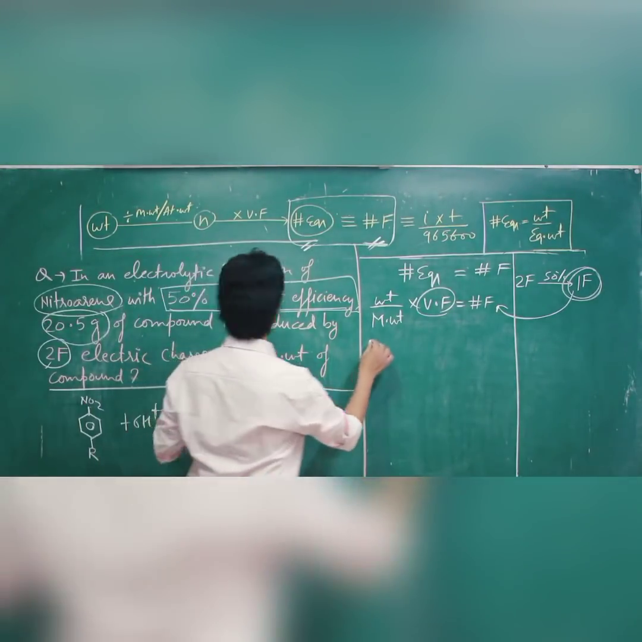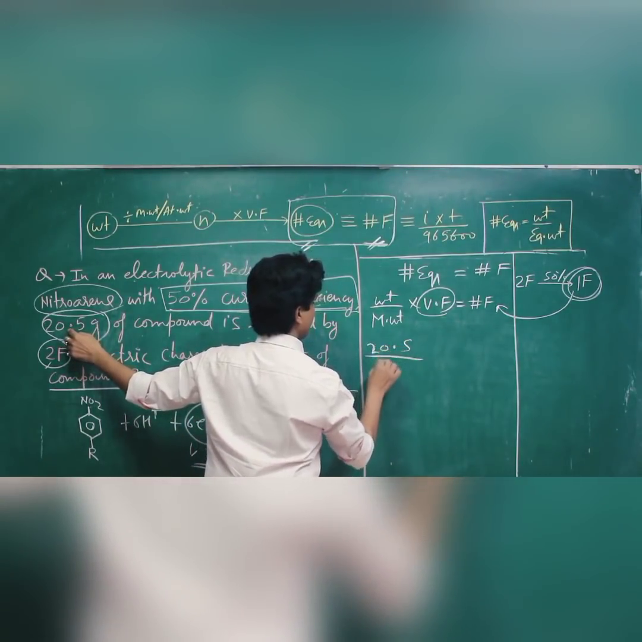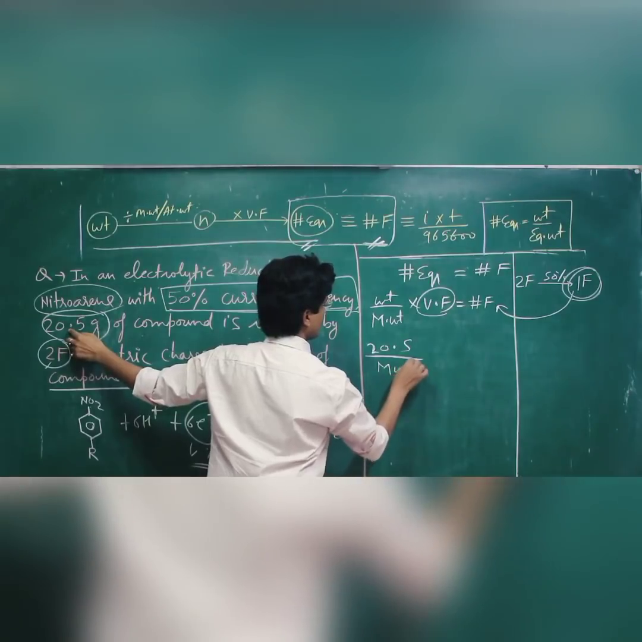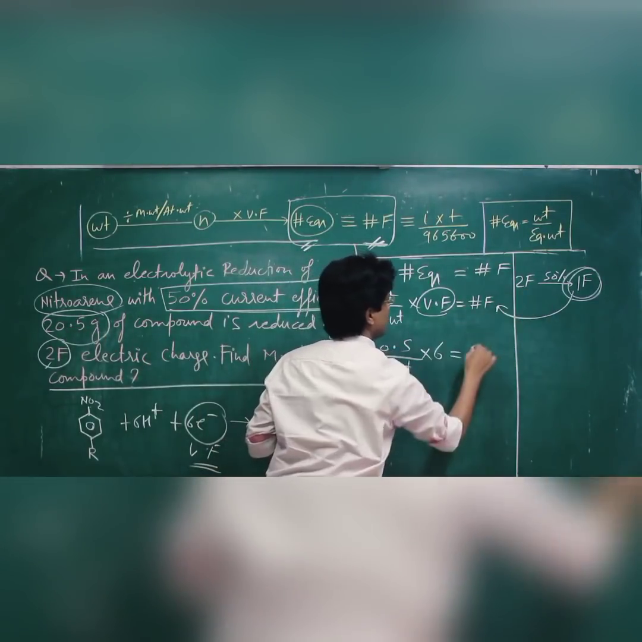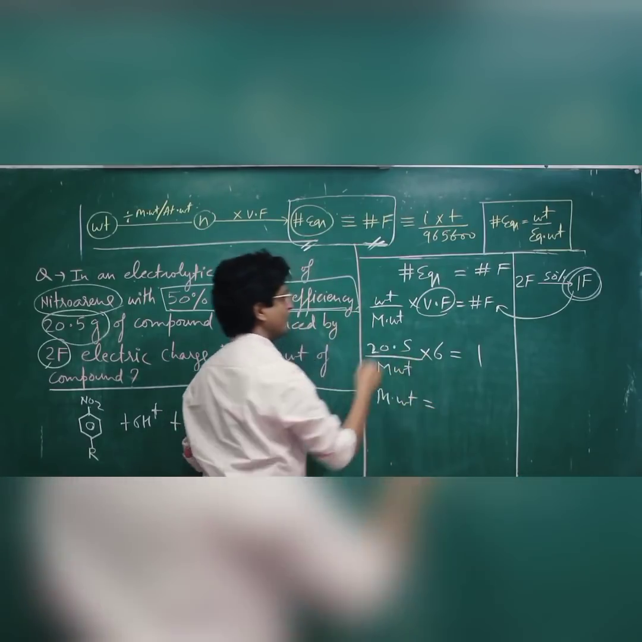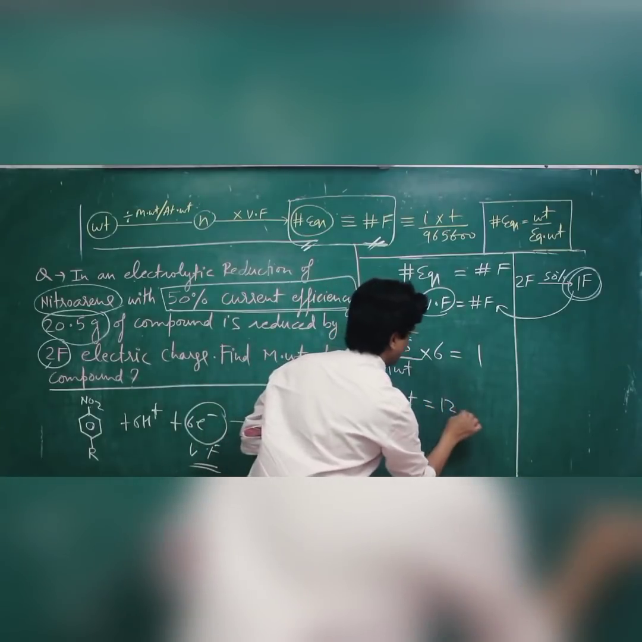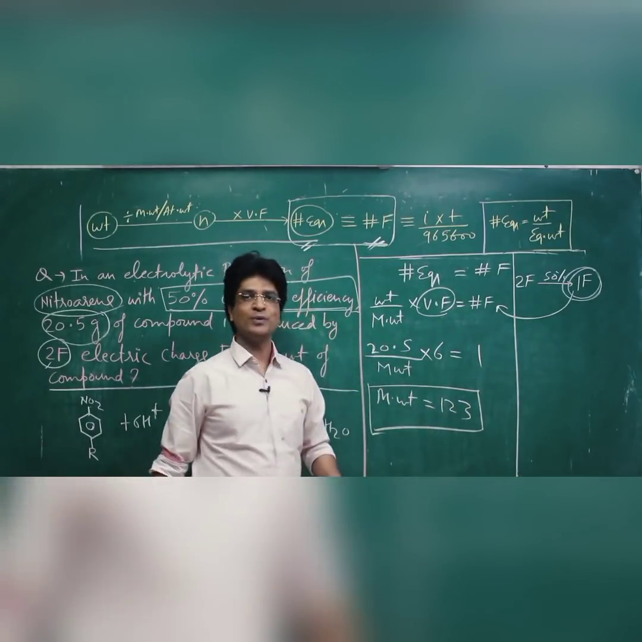Okay. So weight is given as 20.5. Molecular weight I have to calculate, into valency factor 6. Number of Faraday is now 1. So molecular weight will be 20.5 into 6, that will be 123. So molecular weight of this compound is 123.